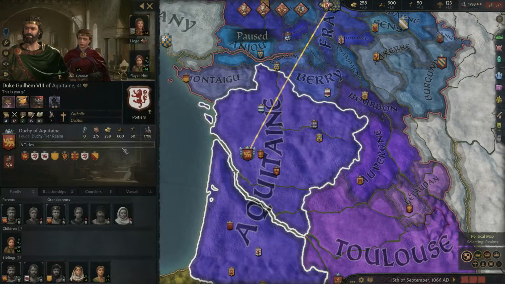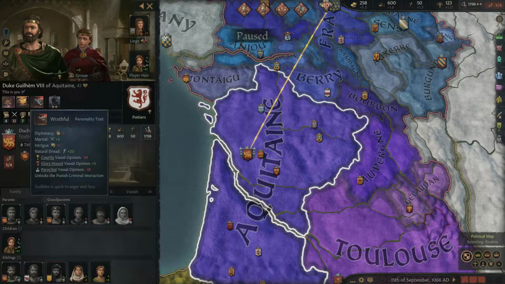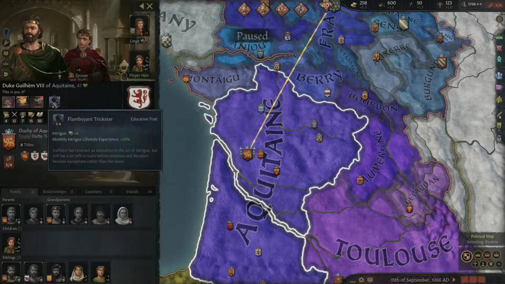This character screen is one of the things you'll be clicking on a fair bit throughout your campaign. As you can see here, we've got our age, our health, which is very important to keep an eye on. You've also got your sexuality, important for how many children you're going to have. You also have your personality traits: cynical, impatient, wrathful, and you can see all of the little traits beneath them, as well as your education.